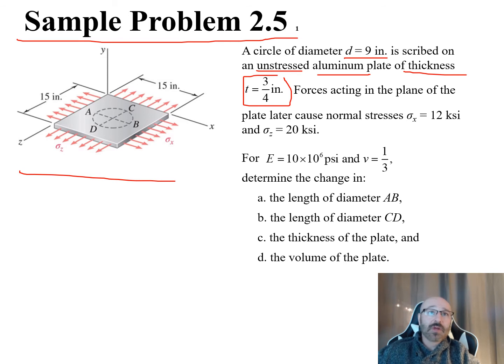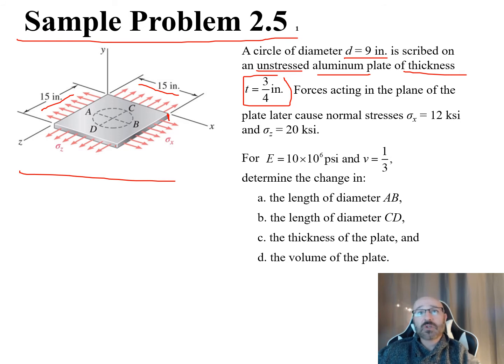So we can come back over here. Now that we know we have a plate over here, we know it's made of aluminum. We can see our scribed circle in the center of the plate. We have 15 inches, so we know the dimensions of this here, and we know that the thickness of this plate is going to be 3/4 of an inch.